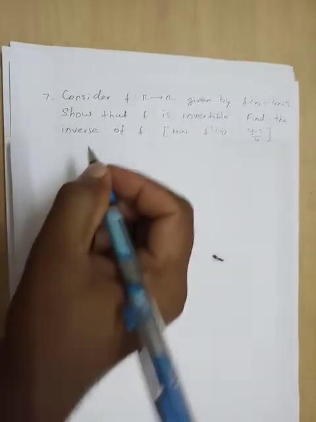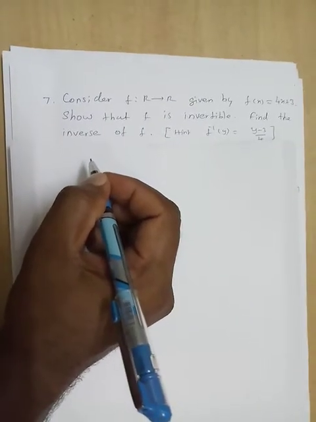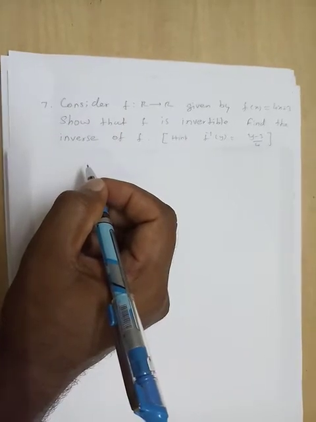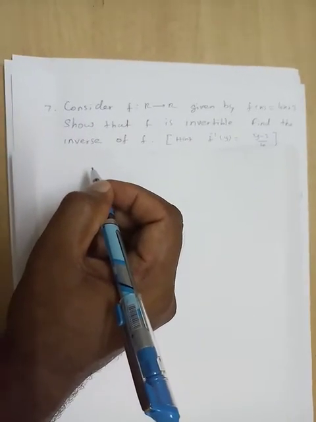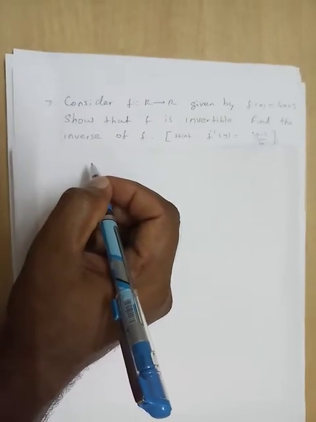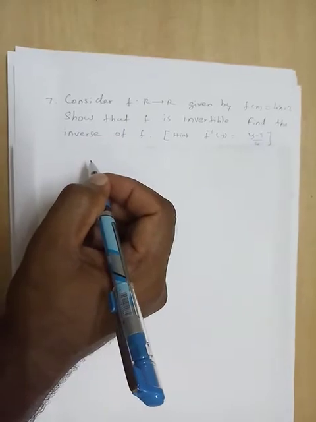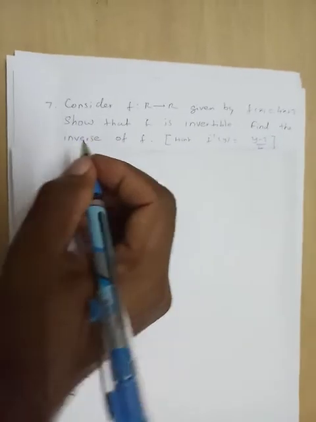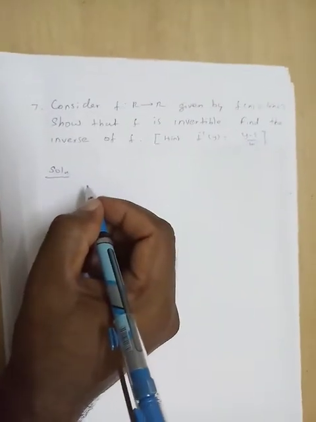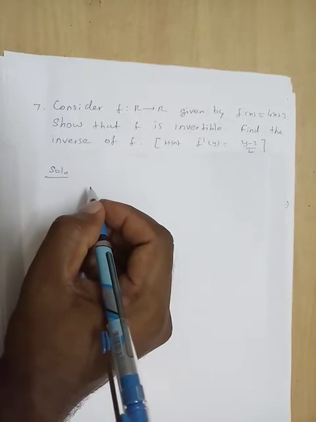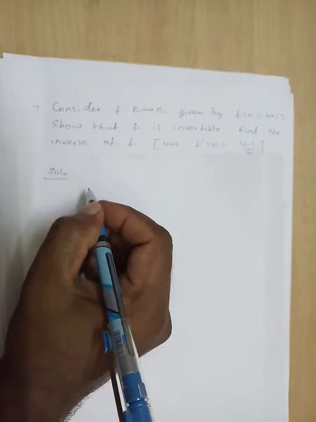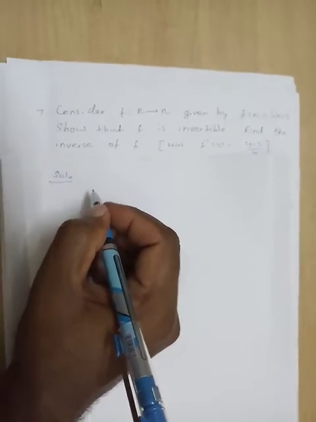Now exercise 1.3, question number 7. Consider f from R to R given by f of x equal to 4x plus 3. Show that f is invertible, and find the inverse of f. Hint: f inverse of y equal to y minus 3 by 4. Solution. First we want to prove that the inverse exists for this function. So that is to prove that this function is both 1 to 1 and onto.